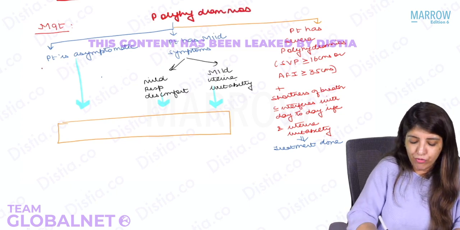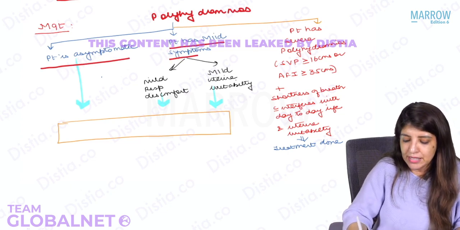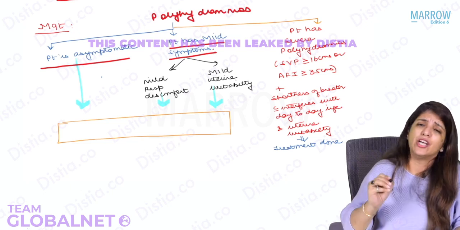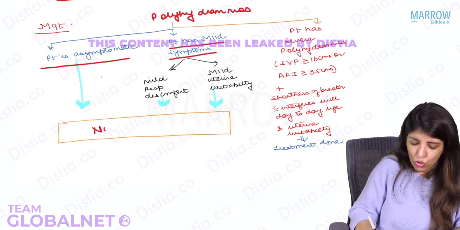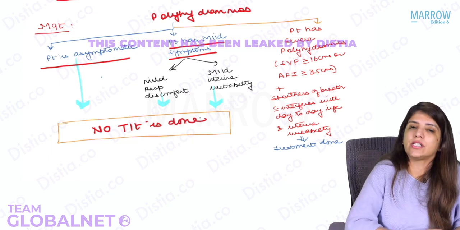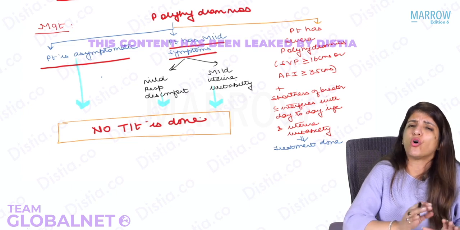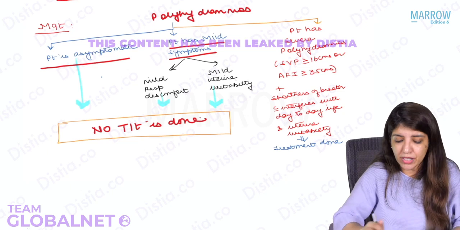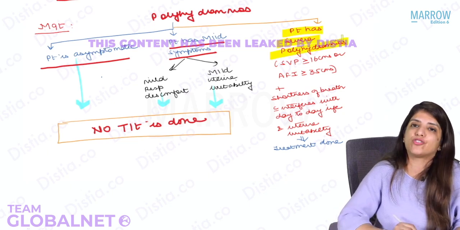Please remember, if the patient is asymptomatic or has mild symptoms, what mild symptoms? Mild respiratory discomfort, mild uterine irritability, then no treatment is done. The patient doesn't need any treatment. So if there is asymptomatic or mild polyhydramnios, no treatment is needed. Treatment is needed only if the patient has severe polyhydramnios.